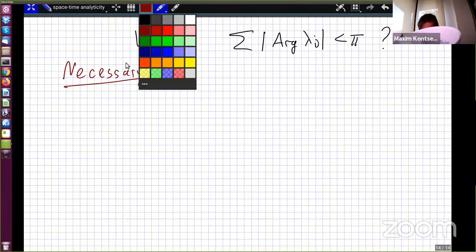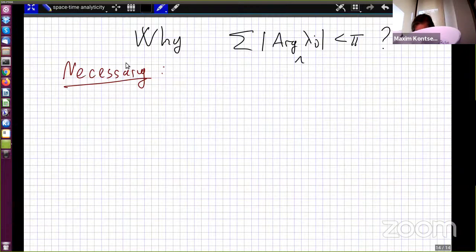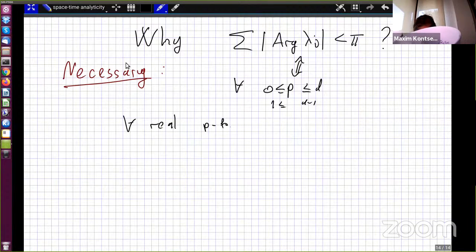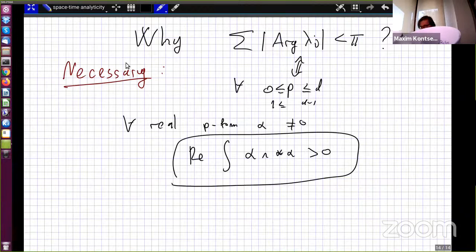This condition, actually an observation of Graeme, can be formulated in the following way. For any p between 0 and d, or maybe d minus 1, doesn't really matter, and for any real p-form alpha not equal to 0, the real part of the integral of alpha wedge star alpha is positive. It's essentially a pointwise condition, exactly equivalent to this condition of Graeme. So what does alpha wedge star alpha mean? If you had a general Riemannian manifold, then you know what this is, but now it's some expression in the metric and you make an analytic continuation in the metric.